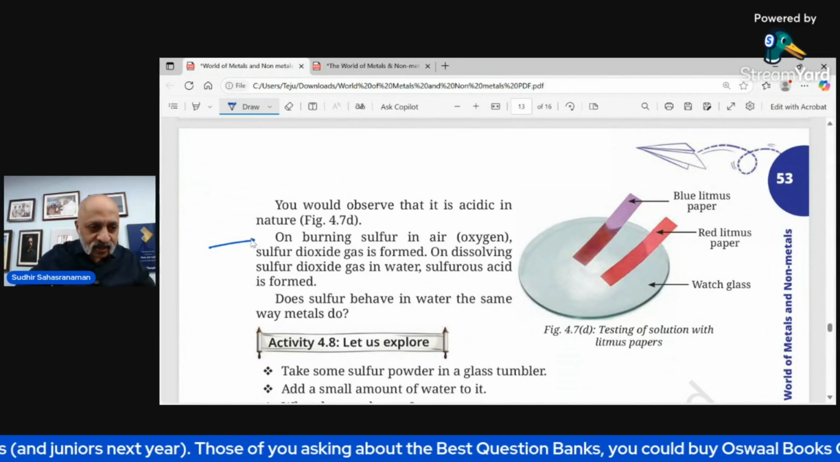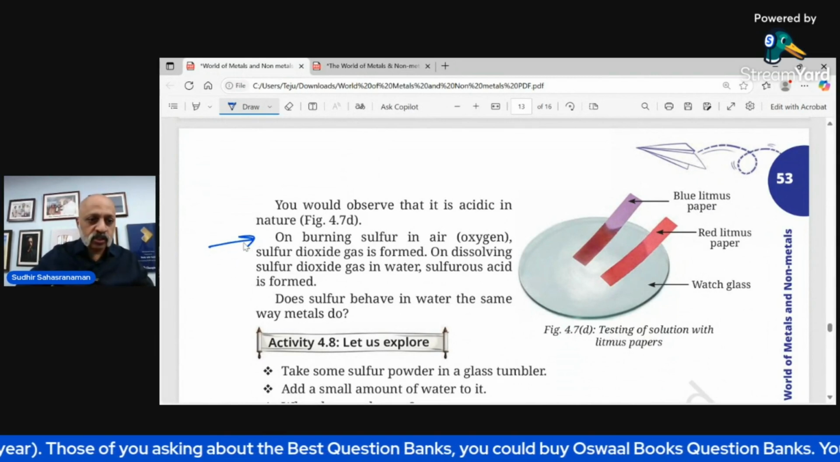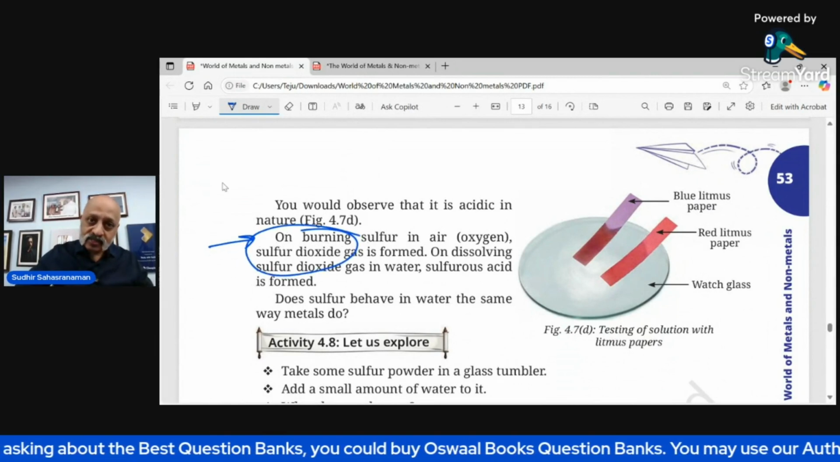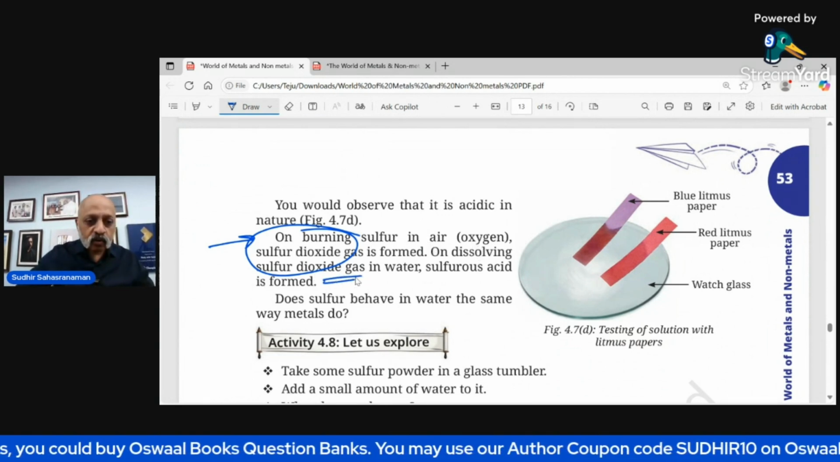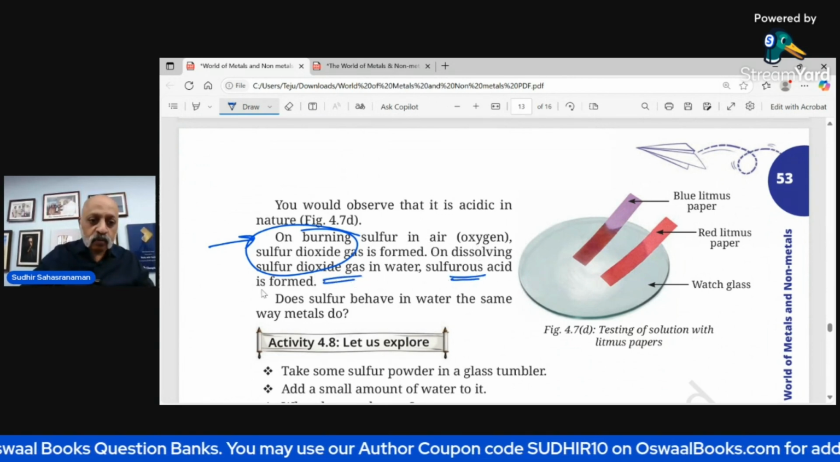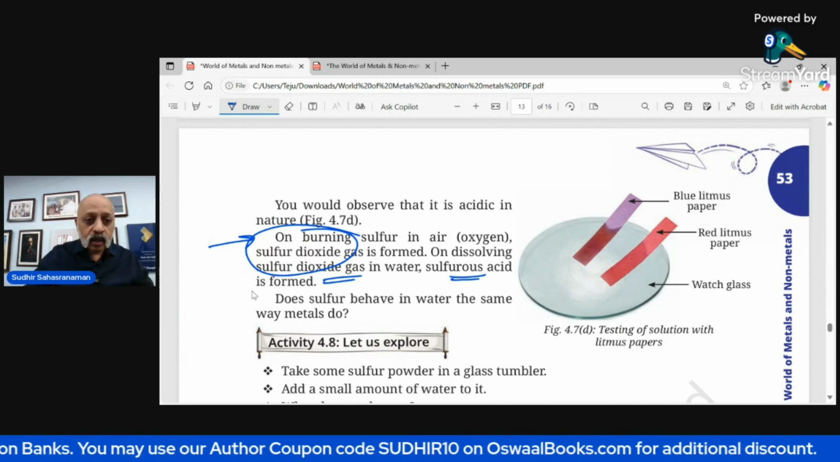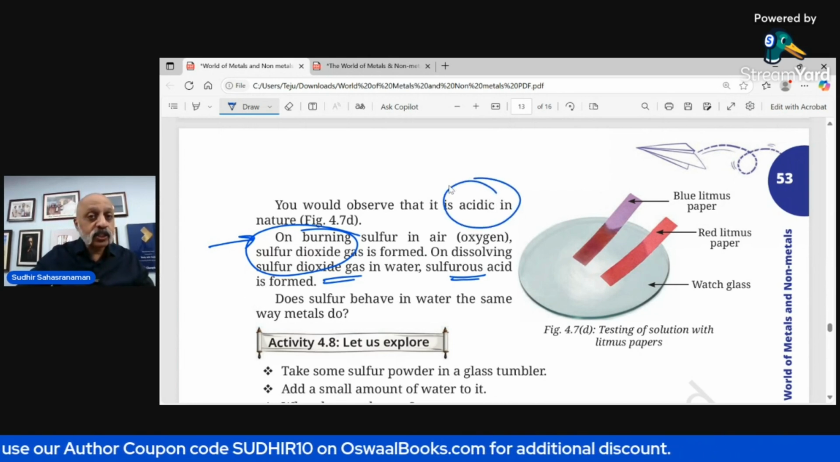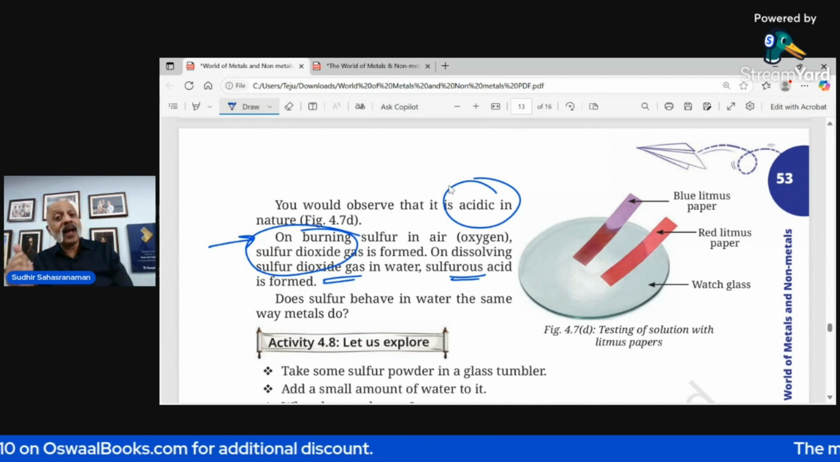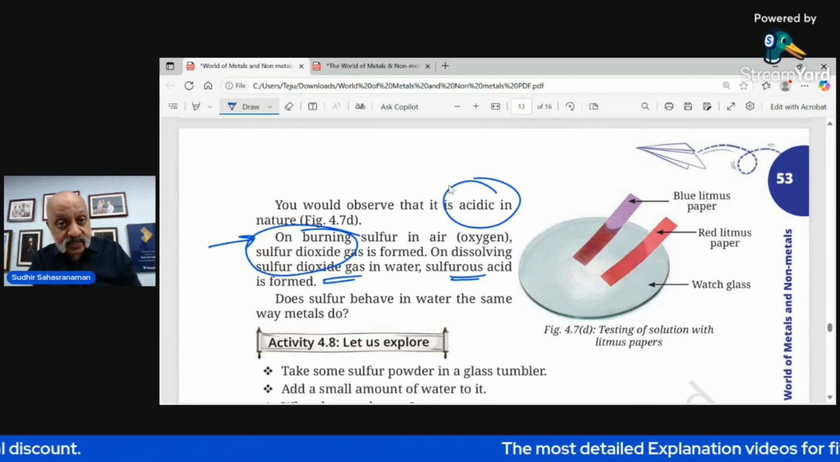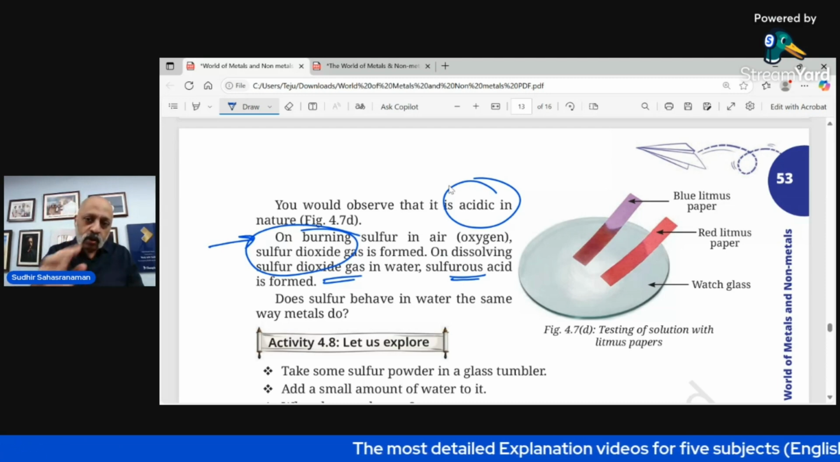When you burn sulfur in air, that is in oxygen, sulfur dioxide is formed: sulfur plus oxygen gives sulfur dioxide. And on dissolving sulfur dioxide in water, sulfurous acid is formed. So that is how it is acidic in nature and not basic. So these are some materials which react differently and are acidic in nature, whereas the oxides of metals are always basic in nature. This is something which you just need to remember.